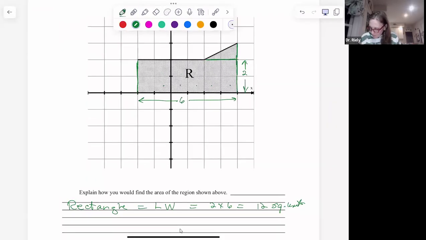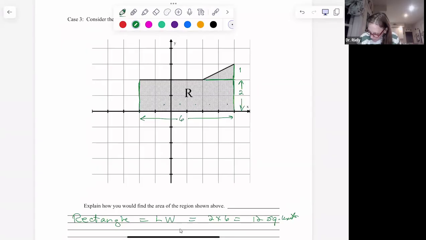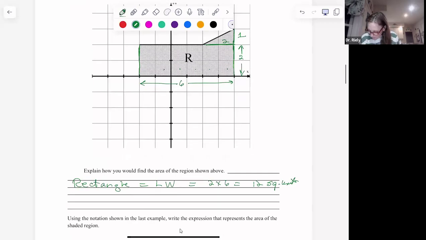And then let's see if we can get the little triangle. The height is 1, and the width down here is going to be 2. So the triangle will be 1/2 base times height. So 1/2 times 2 times 1. That's just going to equal 1. It's also going to be in square units. So if I add these together, I'm going to have 13 square units of area between the curve and the x-axis.